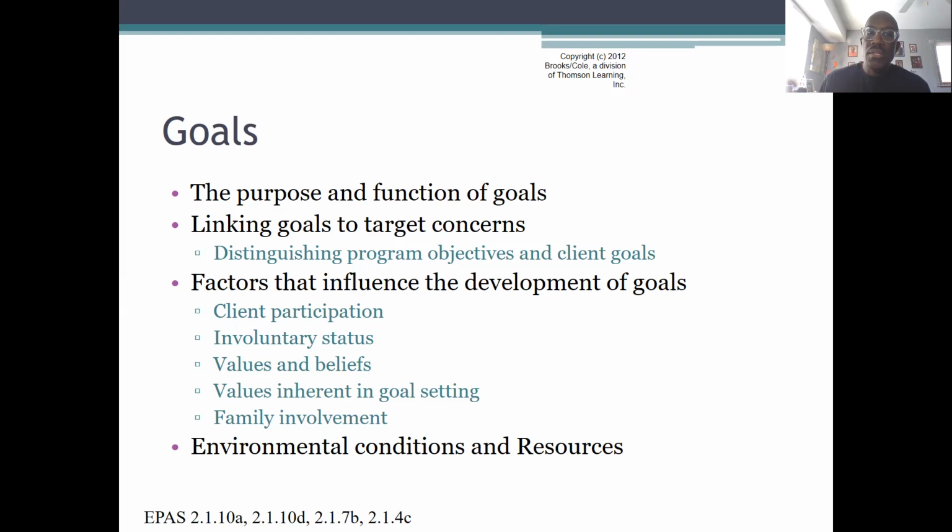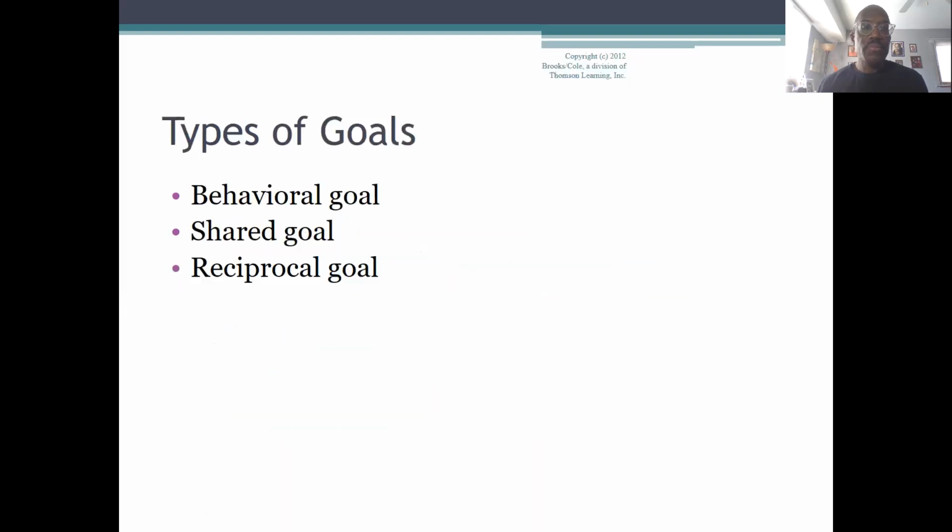And we're looking at, one, we have to have client participation. Sometimes we have clients that are assigned to us involuntarily, which means that they would probably rather not work with us. We also have to look at the influence of values and belief, the values inherent in goal setting, and then family involvement, as well as paying attention to the environmental conditions and resources that clients have access to or where they live. So those things are all important when we think about goals.